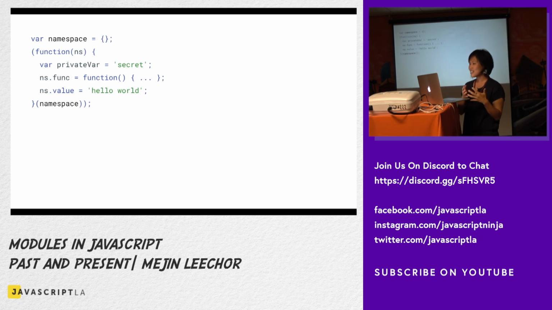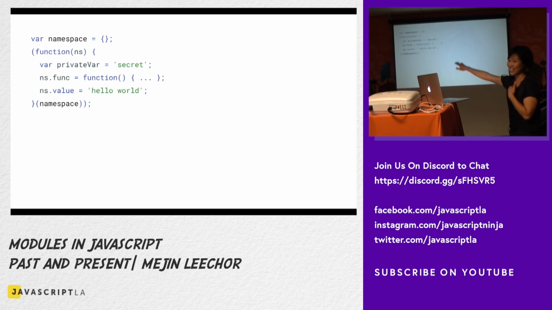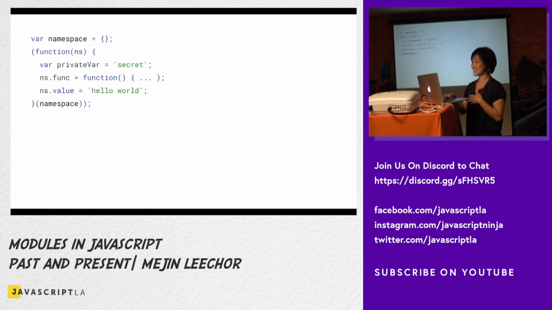We pass in the namespace, add some data and functionality to the namespace, but we've got privacy. We've got that privacy that the immediately invoked function scope provides us, thanks to closure. So JavaScript is kind of cool.